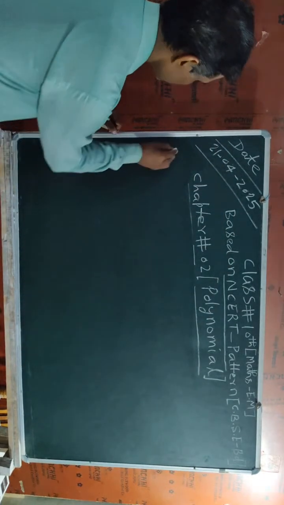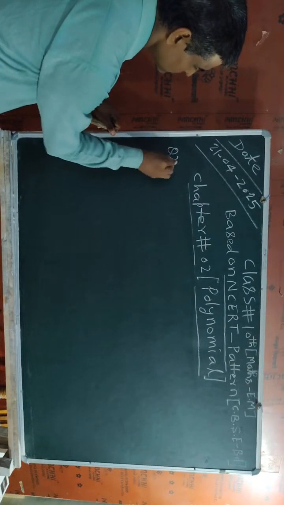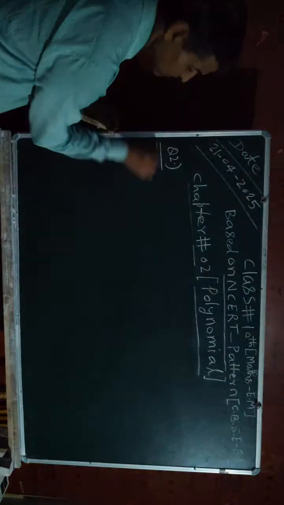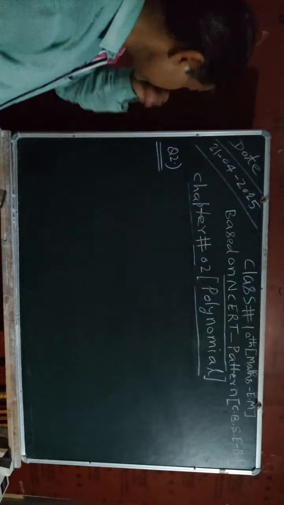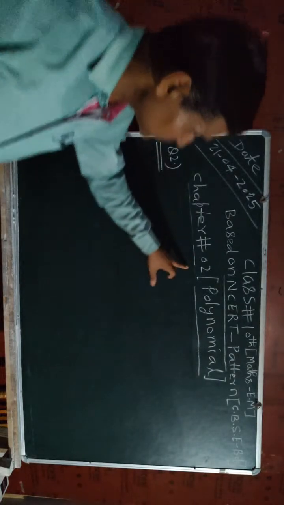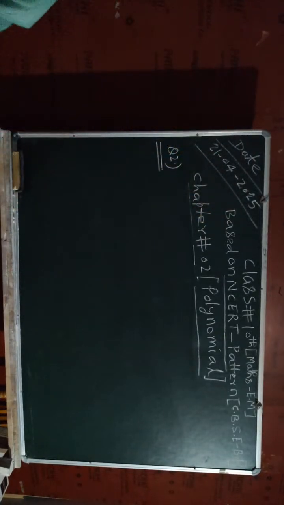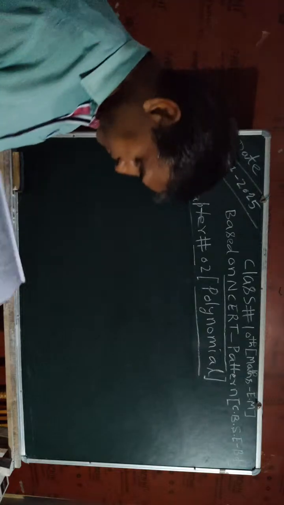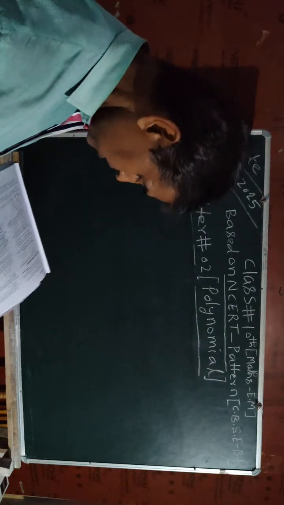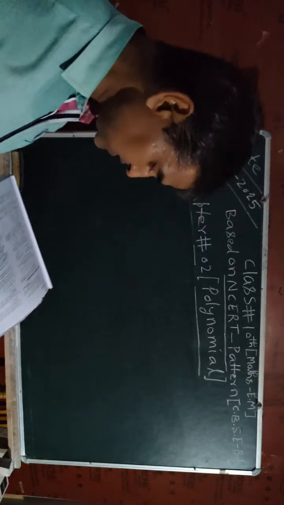Now question number 2, which is related to polynomial. Okay, student, this is chapter number 2, whose name is polynomial. I am going to solve another question, that is question number 2. Question number 2 is written here.